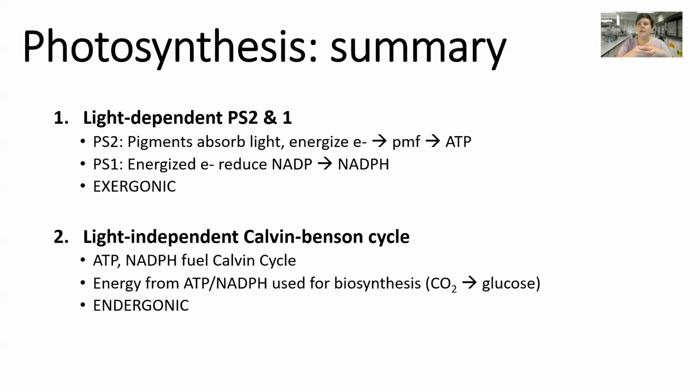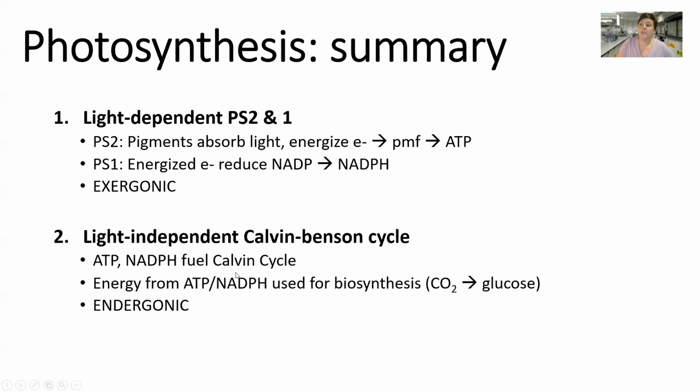So again, during the light-dependent step, you have the photosystems. Photosystem II generates ATP. Photosystem I harnesses electrons and reduces NADP to NADPH. And then that ATP and those electrons are carried to the Calvin-Benson cycle. And it's that energy and those electrons that fuel the Calvin cycle.